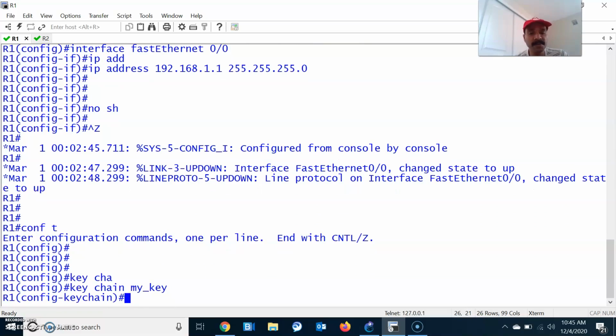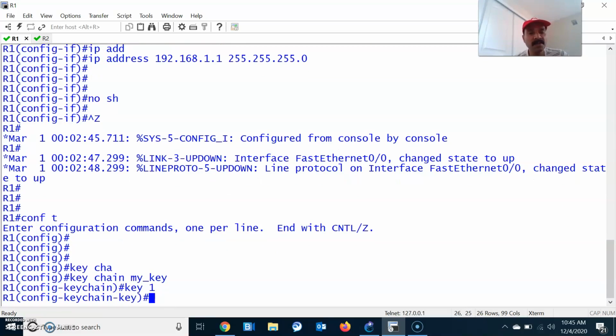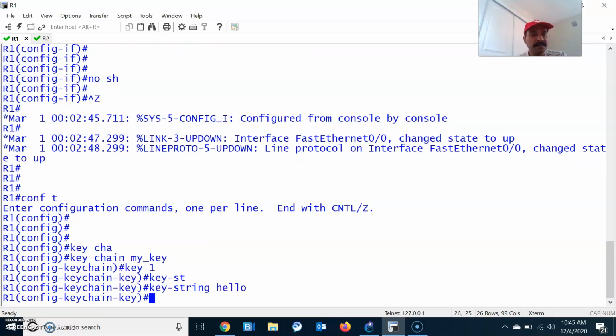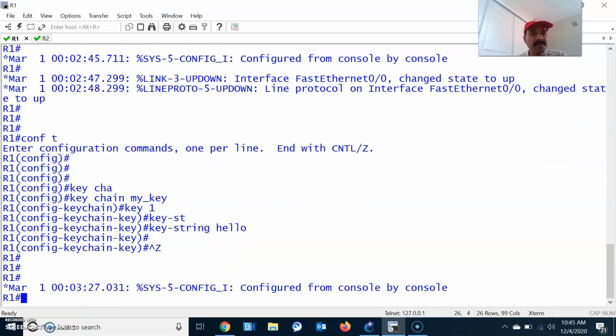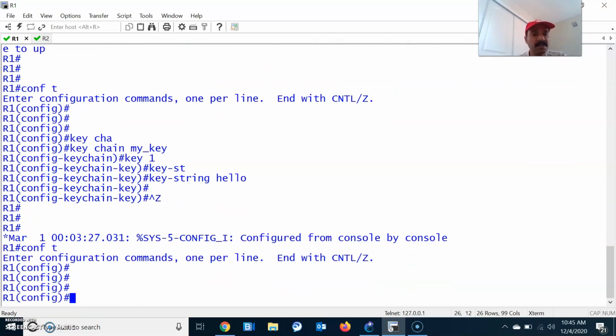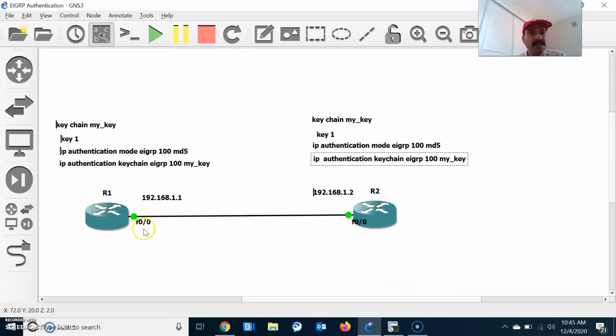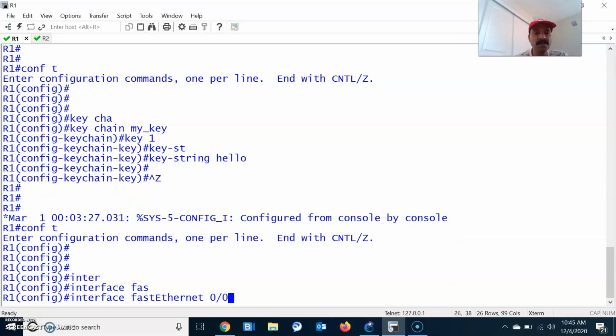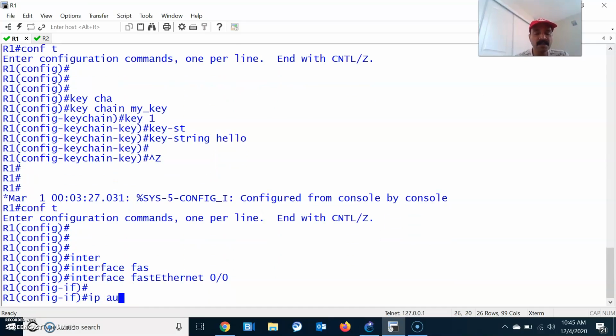This is the keychain followed by the key. So key ID, let us make it key 1, and then I have to specify the key string. Key string, let us make it hello. So I configured the first step. Second thing, go to the configuration mode and in FastEthernet 0/0, right? Go to interface FastEthernet 0/0 and let us enable the authentication mode.